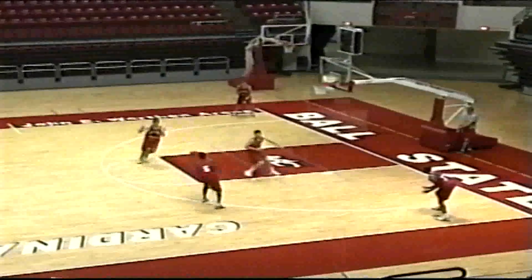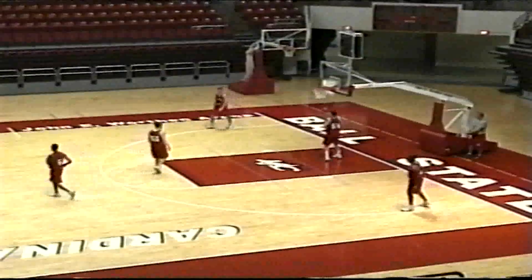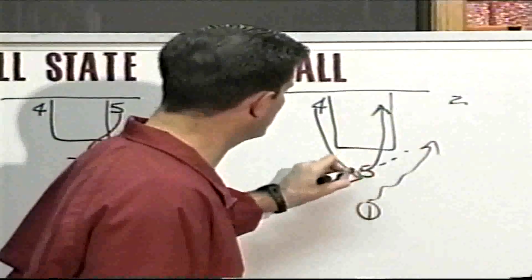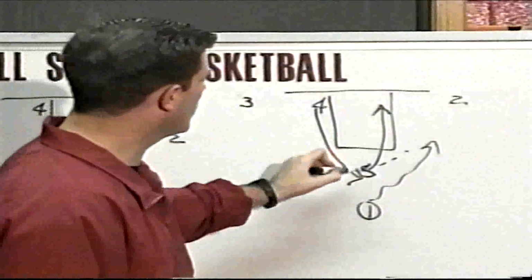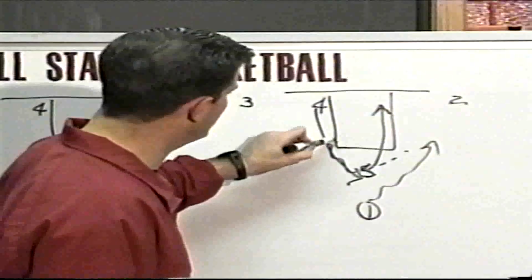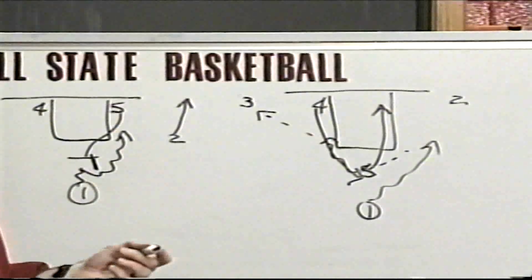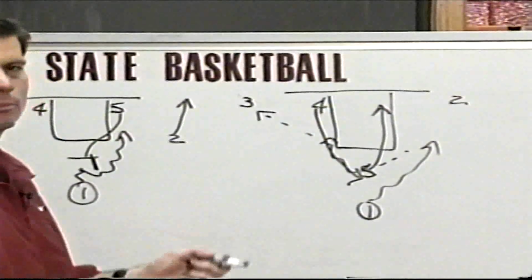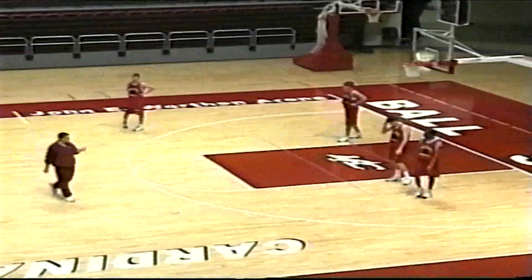We can throw the ball inside to 5. We can kick it to 2. We can take the shot. We can reverse the ball to 4 to play high-low with 5, or we can have 4 catch and shoot, or drive and kick to 3. It gives us good spacing, it's a fun way to play, and it allows our players to make decisions off the dribble. Now what we're going to do is play the pick and roll off the top.